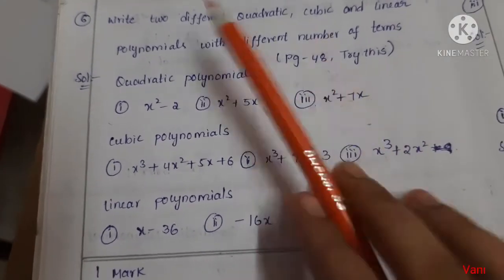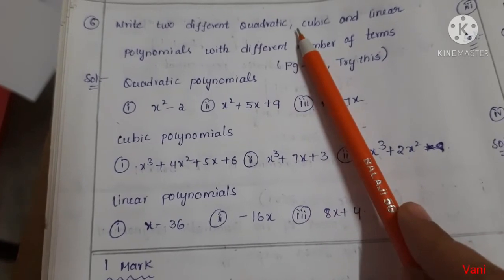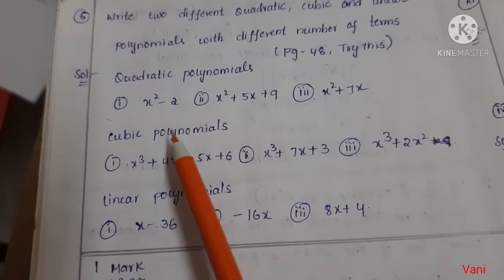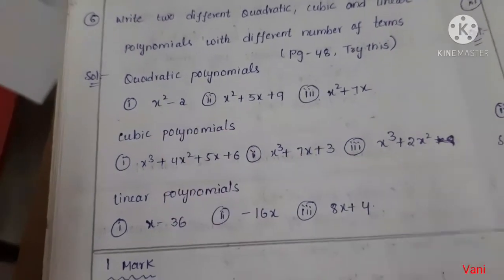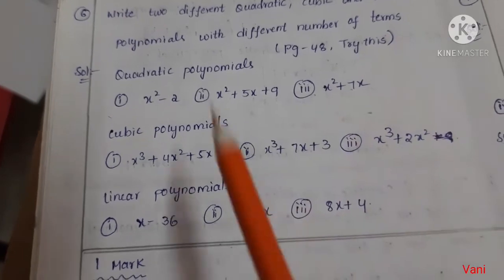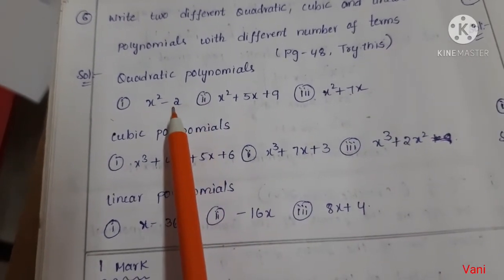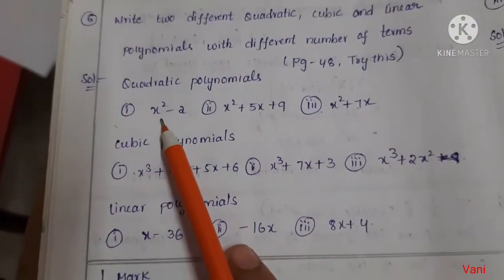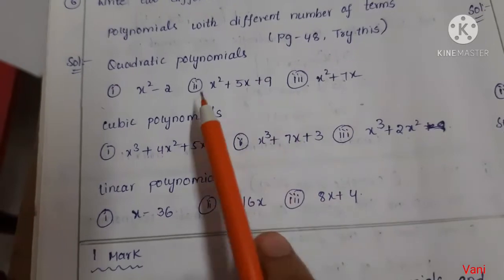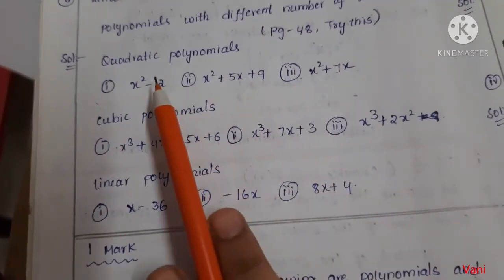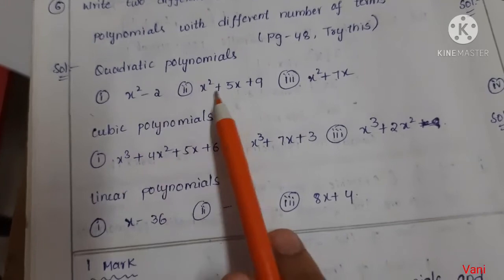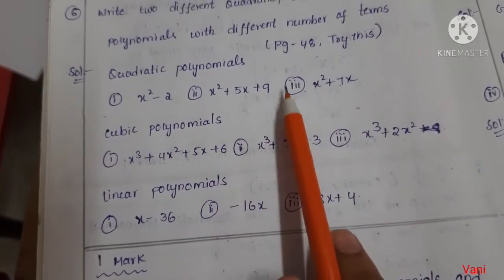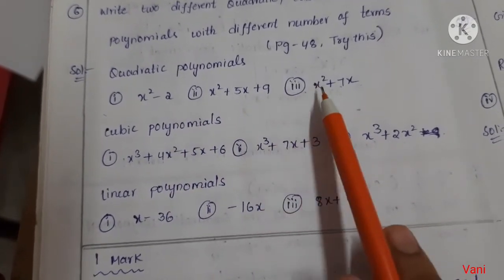Try this problem. So first we will write the quadratic polynomial. Quadratic polynomials, they asked in different terms. Quadratic polynomial means minimum you have 3 terms: x square term, x term and constant term. So first, x square minus 2. So quadratic polynomial, if you observe, in every example the degree is 2. The first example has only 2 terms, the second one has 3 terms, and the third has 2 terms. So like this you can write different quadratic polynomials with different terms.